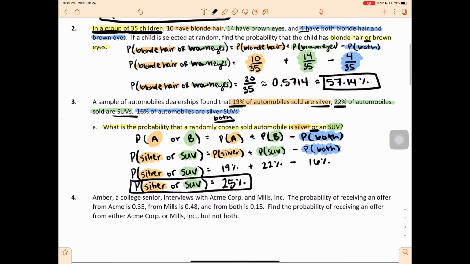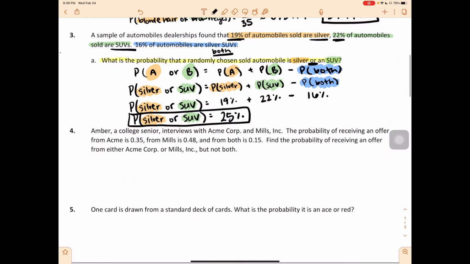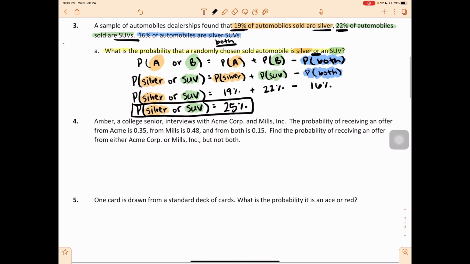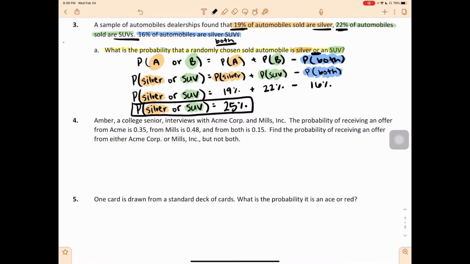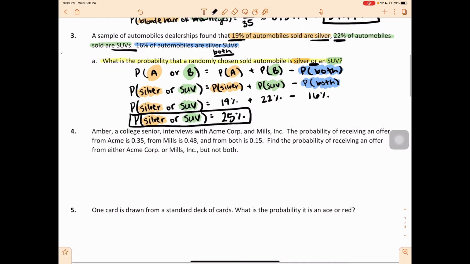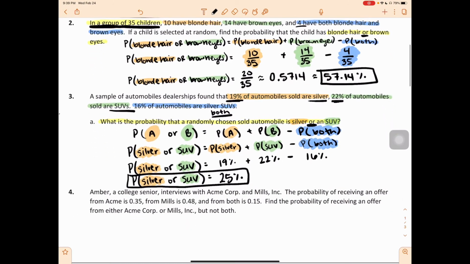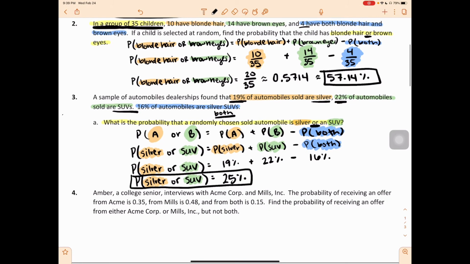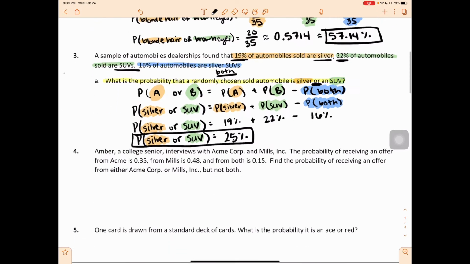All right, so let's move on here. These are in decimals. So decimals also means we do not have to write it as a fraction. The only thing we have to write as a fraction is if it gives us a total number, just like in number 2. Here it told us the total was 35 children. That was our sample that we were choosing from. So in a group of 35 children, 10 have blonde hair, 14 have brown eyes, 4 have both blonde hair and brown eyes.